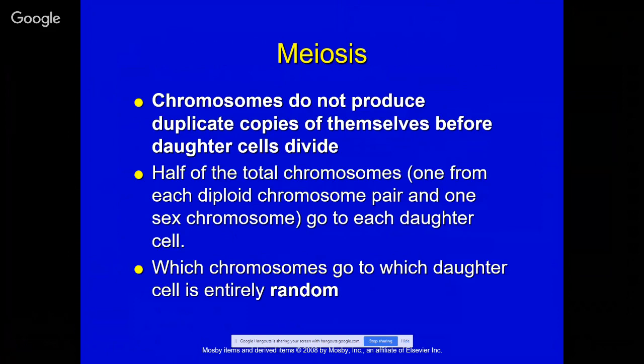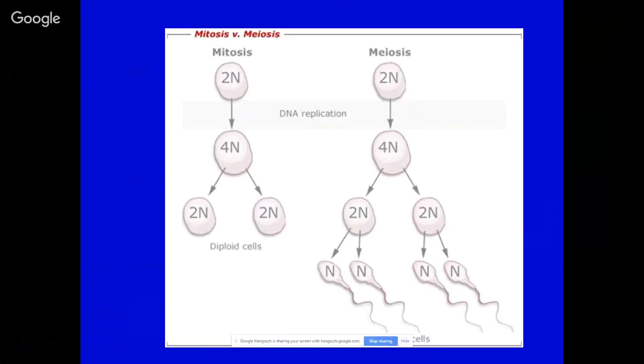Which chromosomes go to which daughter cell is entirely random. And that's why if you have brothers and sisters, you may look different from your brothers and sisters, or you have different characteristics from your brothers and sisters, because within meiosis, we have a random separation of those chromosomes.